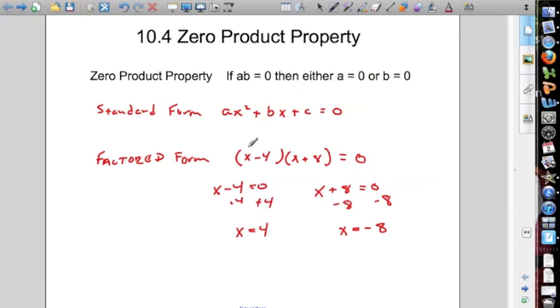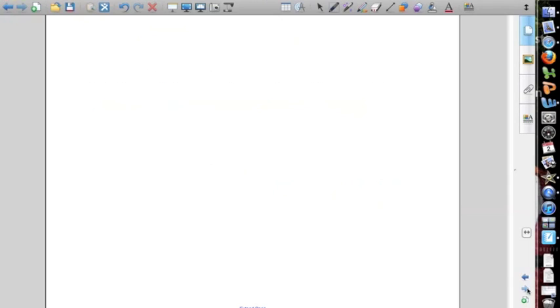So as I looked at this, I'd have my standard form, and these would be the two solutions to that problem. Again, we'll work on getting from standard form to this factored form in the future. But right now what we're looking at is how do we get from this factored form down to the actual solutions. You do that by knowing that if you have multiplication, one of these has to be 0 in order for this to equal 0. So either x minus 4 has to equal 0 or x plus 8 has to equal 0.